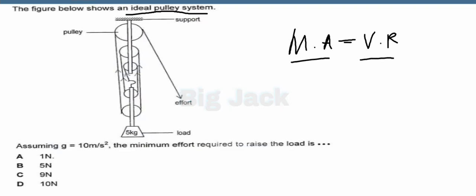This one is only applicable when the pulley system is ideal, or it is producing the efficiency which is 100%. So I'm saying when the pulley system is ideal, mechanical advantage is equal to the velocity ratio. Okay.